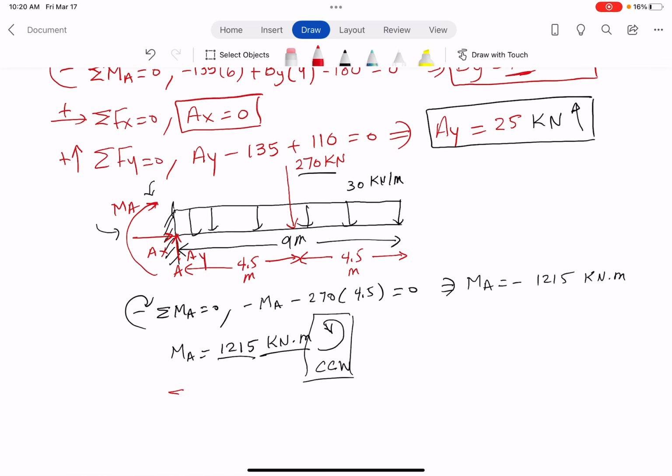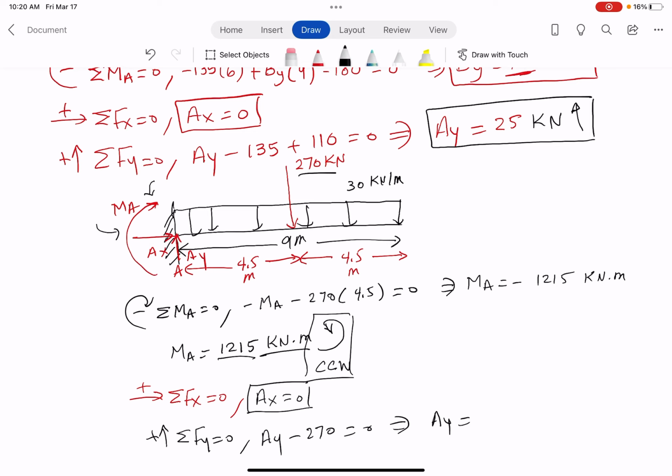Next, you should do summation of forces in x equal to 0. The assumption is positive. And you can notice in this beam that there is nothing but Ax, equal to 0. Summation of forces in y equal to 0. Assuming this is positive, and this will have Ay up, minus 270 equal to 0, which means that Ay is 270 kilonewton, and Ay is positive, so it is correct.